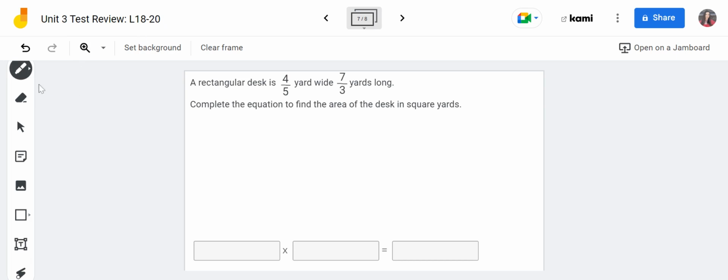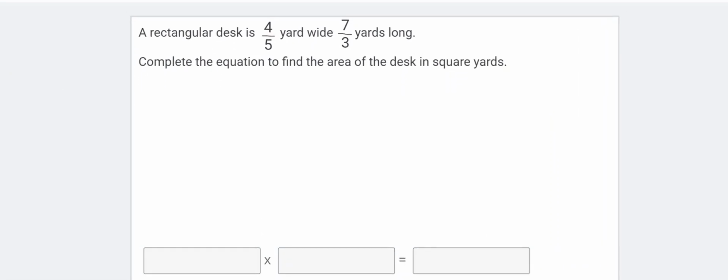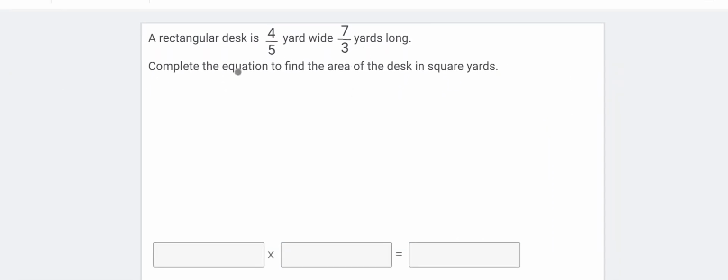Okay, a rectangular desk is 4/5 yards wide and 7/3 yards long. Complete the equation to find the area of the desk in square yards. So, first off, I know this problem is about a desk. What is the shape of the desk? That's right, it is in the shape of a rectangle because I notice it says here that it is a rectangular desk. I also notice it gives me two dimensions.